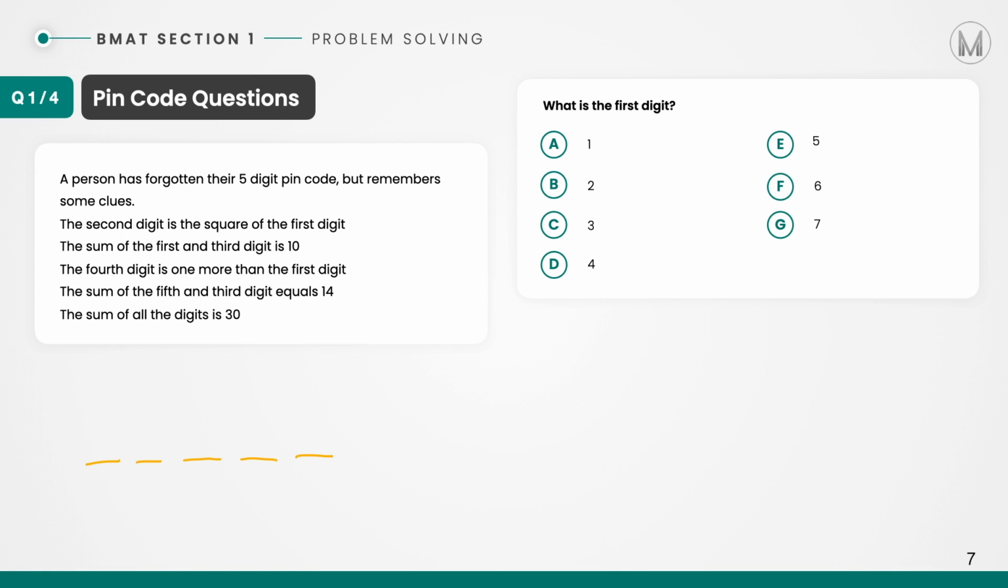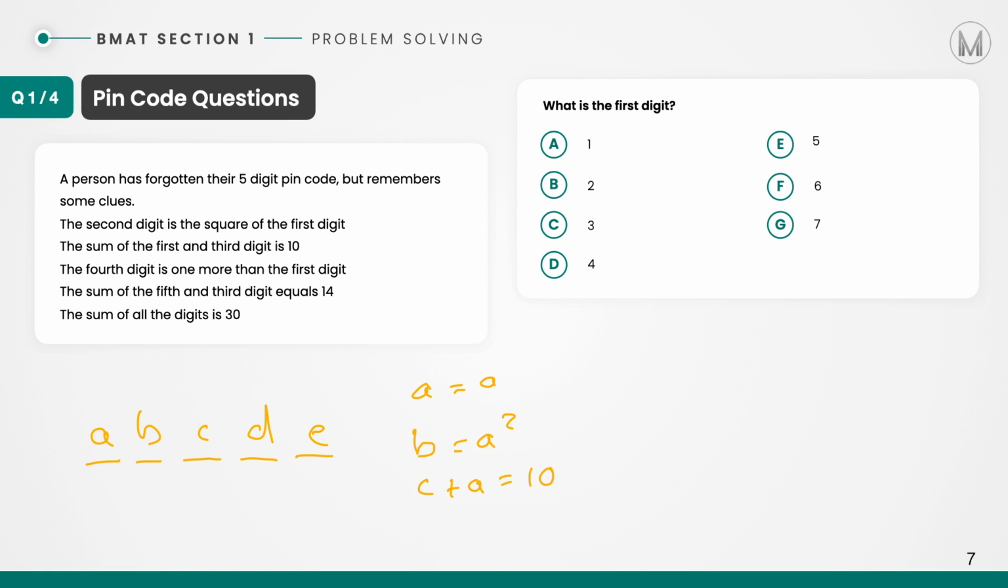So, if we just label them A, B, C, D, and E, we can start writing down some crucial rules. Now, we know several things. We know that A is equal to A, obviously. We know that B is equal to A squared. We know that the sum of the first and third digits is 10. So we know that C plus A equals 10.